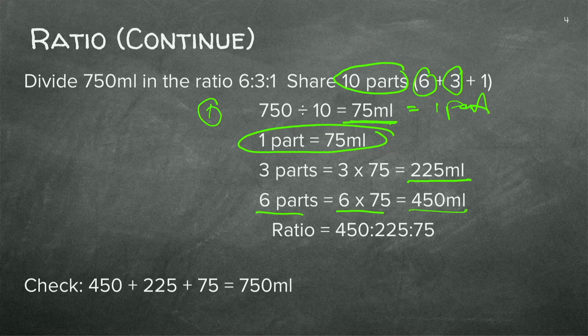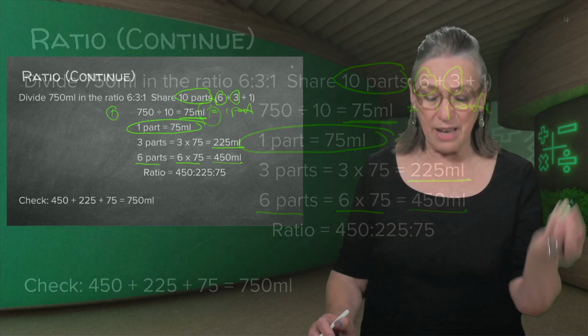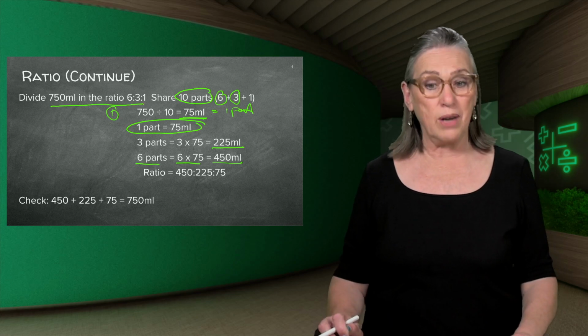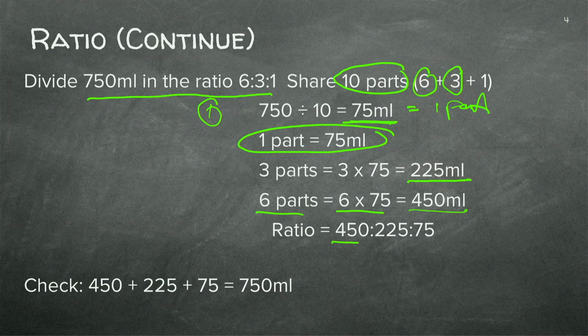So what is our answer? If we have to divide 750 milliliter in the ratio 6 to 3 to 1, it will be 450, 225 and 75 milliliters. And we want to check our answer once again. We add that all up and we find it is equal to 750 milliliters.